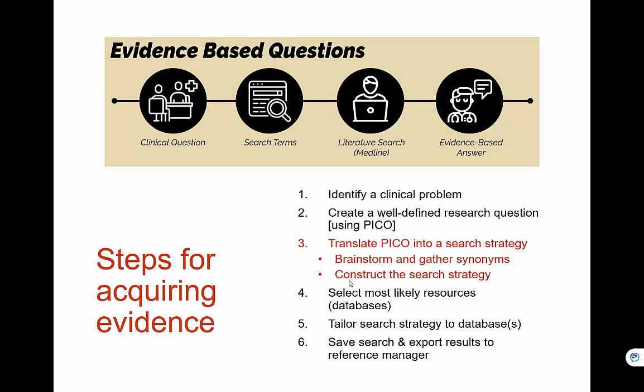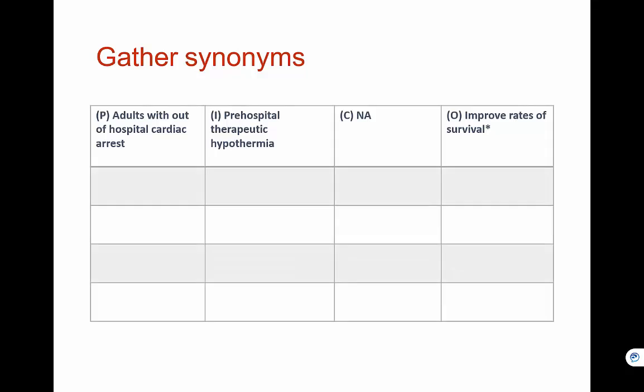So the reason that we need to gather synonyms is because not all articles or authors or journals use the same words for the same concepts. And so if you have synonyms, you can cover your bases and get a broader search and a broader range of articles. So I have a chart laid out, which is a nice visual way to gather synonyms.